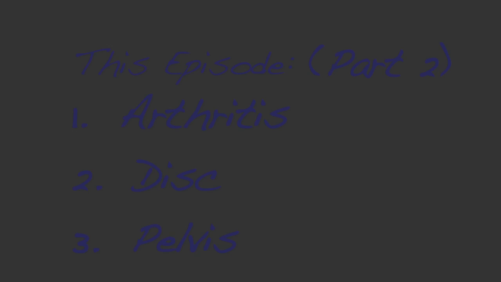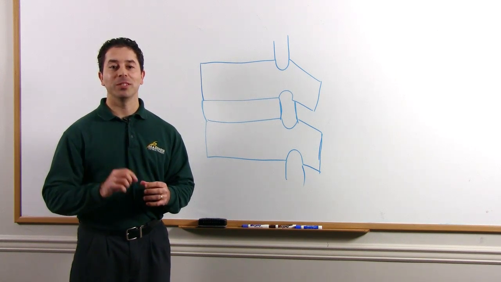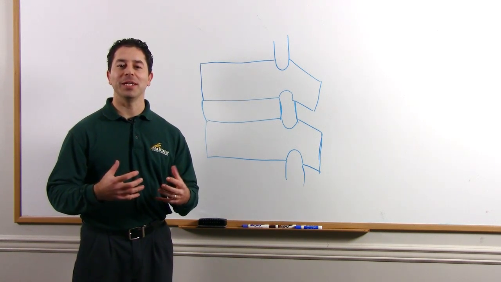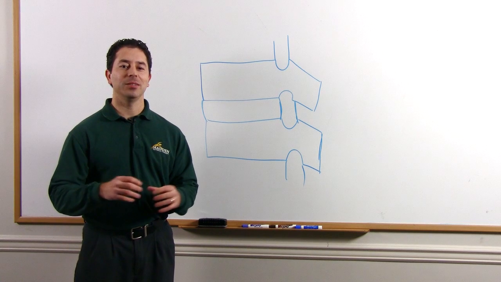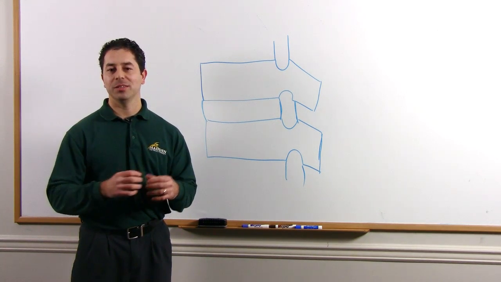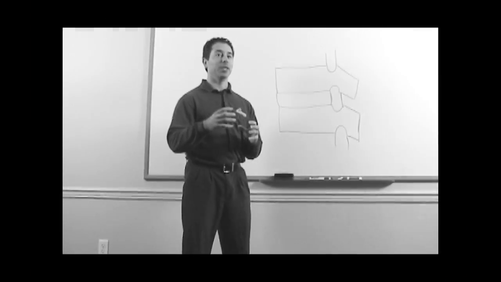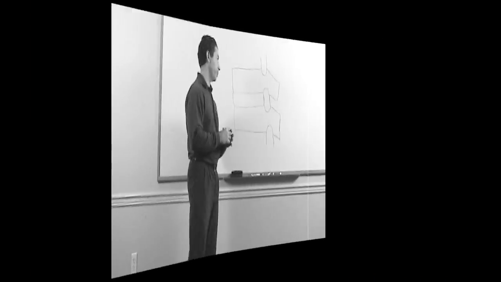What are the three common causes of lower back pain, and what are the three common causes of neck pain? Number one is arthritis. What does arthritis mean? Arthritis literally means joint inflammation. Any sort of itis, appendicitis, dermatitis means inflammation. Itis means inflammation. Arthro means joint.